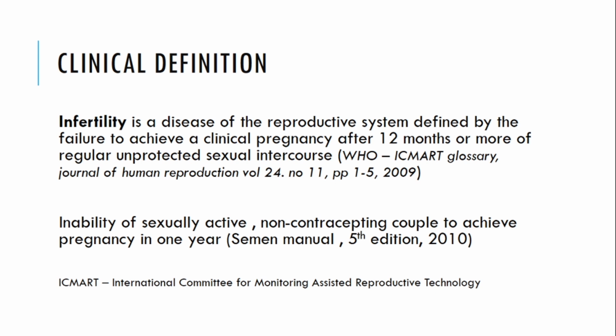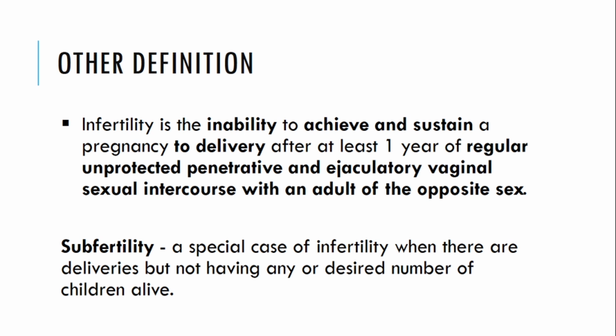Infertility is defined clinically as a disease of the reproductive system by failure to achieve a clinical pregnancy after 12 months or more of regular unprotected sexual intercourse. This definition is by the International Committee for Monitoring Assisted Reproductive Technology, 2009. Other definitions, by the Semen Manual 5th edition 2010, say it's the inability of a sexually active, non-contraceptive couple to achieve pregnancy in 1 year. Some define it as the inability to achieve and sustain a pregnancy to delivery after at least 1 year of regular unprotected penetrative and ejaculative vaginal sexual intercourse with an adult of the opposite sex. It's important to have all this in the definitions because issues come up, and so one must be able to highlight all these important keywords.